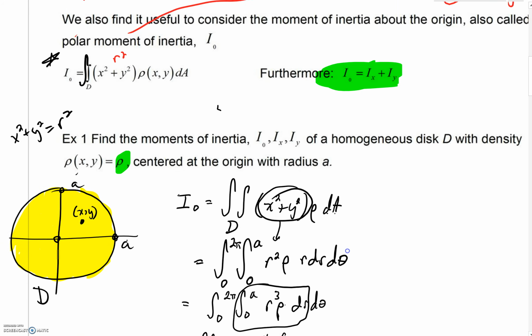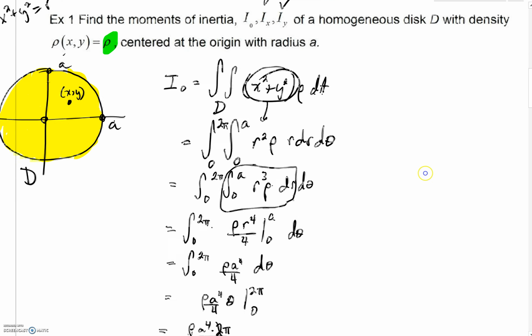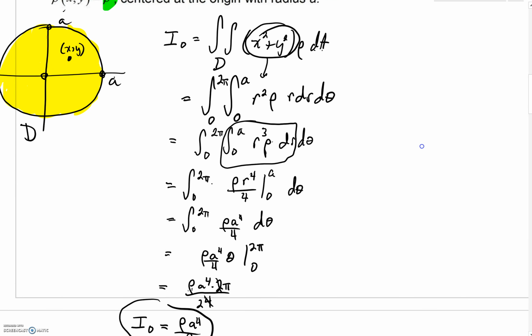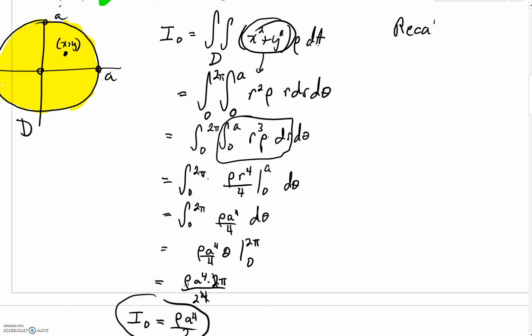We just found the polar moment of inertia, but we also have to find the moment of inertia about the x-axis and about the y-axis. Now, here's where we can get some help. Remember what we just saw in the notes a moment ago. The moment of inertia about the pole is equal to the moment of inertia about the x-axis plus the moment of inertia about the y.